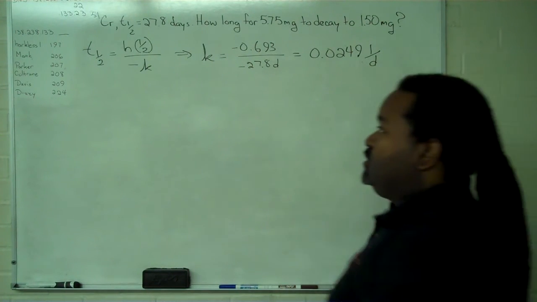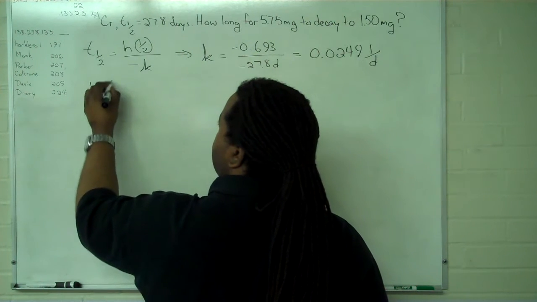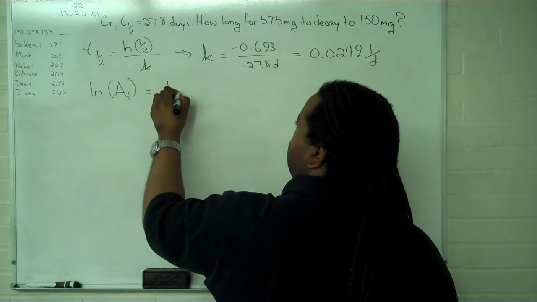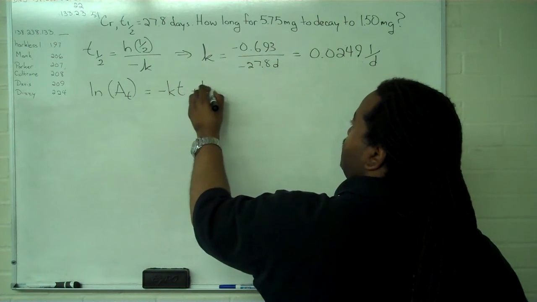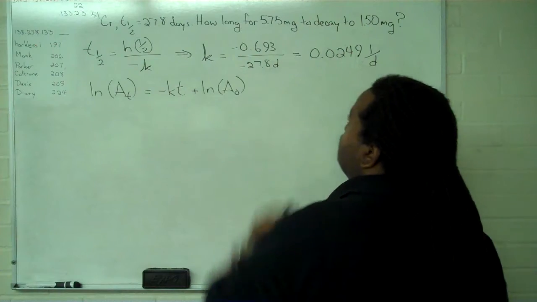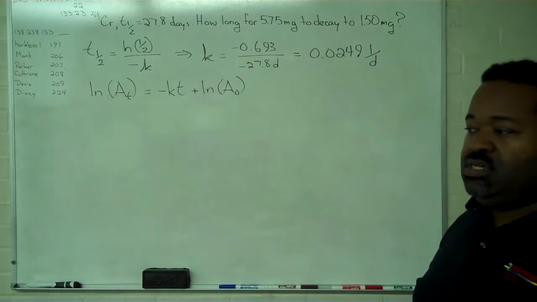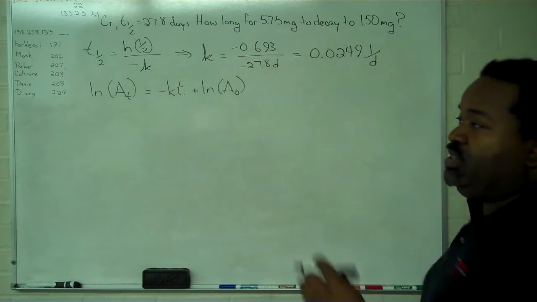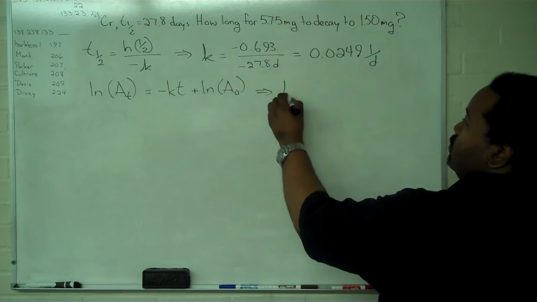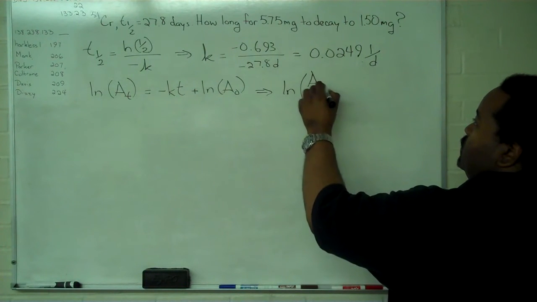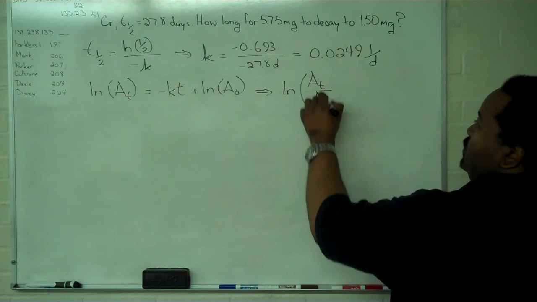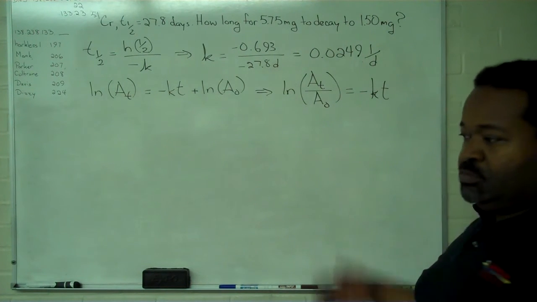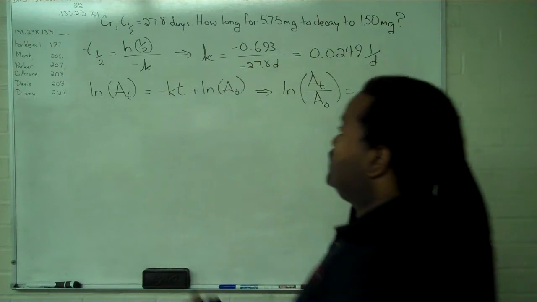The next thing we want to do is take the integrated rate law: ln A equals minus kt plus ln A naught. We have the initial amount and we have the final amount, so I'm going to rewrite this in its ratio form. The natural log of the amount at time t over the initial amount is equal to minus kt. Now it's possible to substitute in everything.